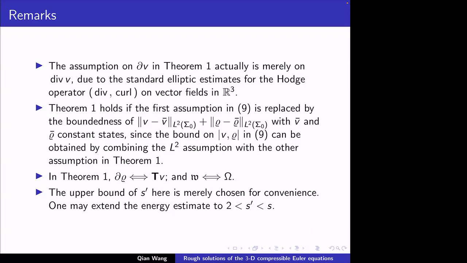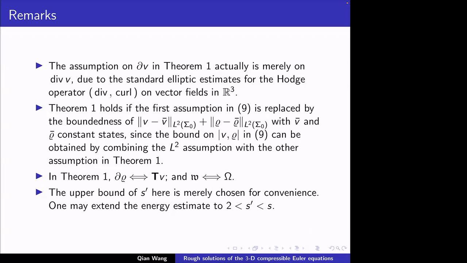The boundedness assumption on v, rho in 9 is sort of L infinity. If you don't like it, you can replace it by some L2 norm of v minus v bar, rho minus rho bar. Here rho bar, v bar are some constant states, and then you can use other assumptions together with this boundedness of L2 norms. Then just by using Sobolev embedding, you can recover the boundedness assumption for v, rho in 9. So that's also just formality.